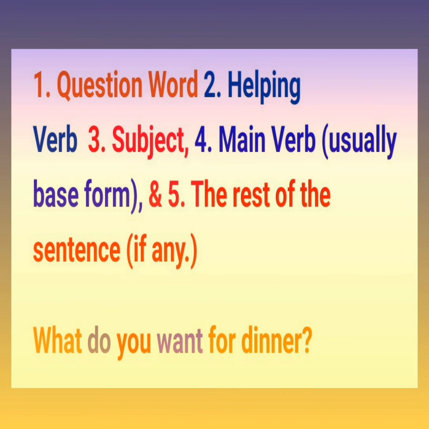That is, the format is question word, helping verb, then subject, then main verb, usually the base form only, then the rest of the sentence. What do you want for dinner? What is the question word. Do is the helping verb. You is the subject. Want is the main verb. For dinner is the rest of the sentence.